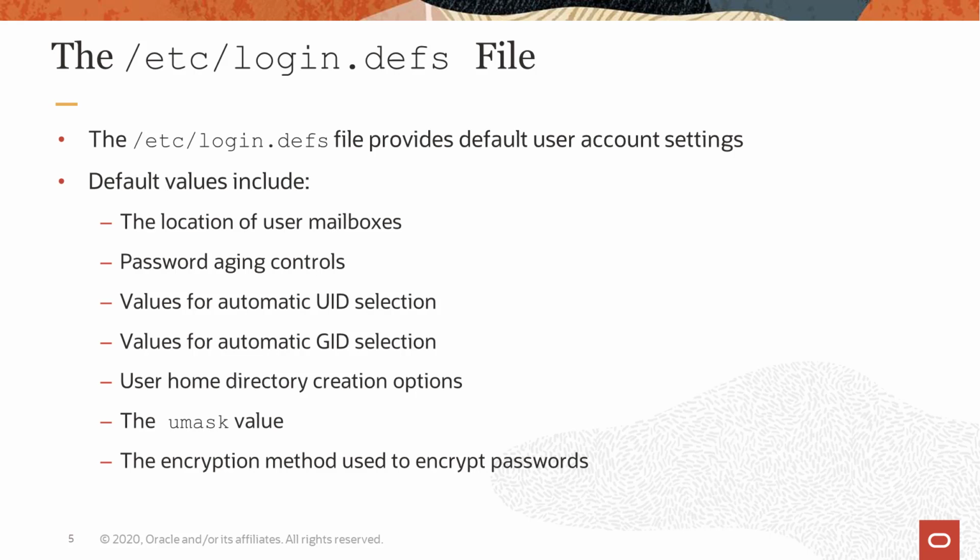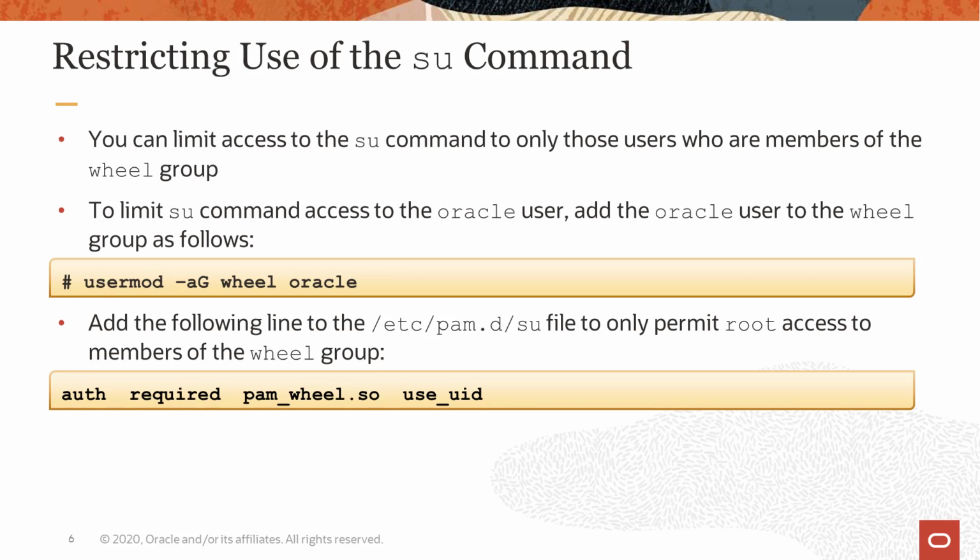Included in the /etc/login.defs directives are the location of user mailboxes, password aging controls, minimum and maximum values for automatic UID selection, minimum and maximum values for automatic GID selection, whether a home directory should be created when adding a new user, a default umask, and an encryption method used to encrypt passwords. You can limit access to the SU command to only those users who are members of the wheel group.